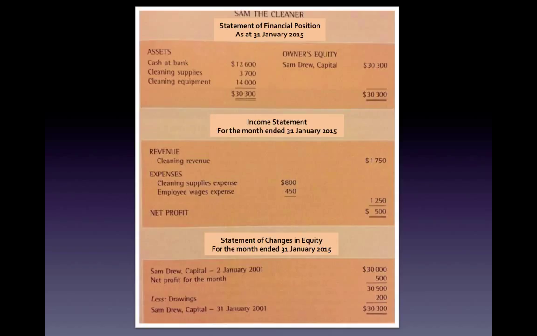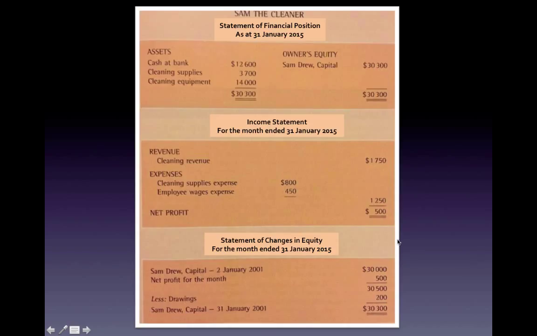So as a result, if the revenue exceeds expenses, Sam would have made a profit of 500 in this case. But if revenues are less than expenses, then he would have made a loss.